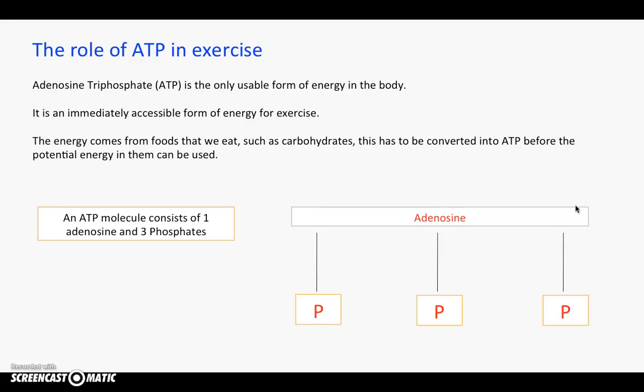Okay, so the energy comes from foods that we eat, such as carbohydrates. The carbs that we eat have to be converted into ATP before the potential energy can be used. So ATP, adenosine triphosphate, what does it stand for? It means one adenosine molecule and three phosphate molecules. So together it makes adenosine triphosphate, so 3 phosphates. That is what ATP stands for. We need to make sure we've got clear notes on these, by the way, guys, because it is important. So adenosine triphosphate is made up of one molecule of adenosine and 3 phosphates, ATP.